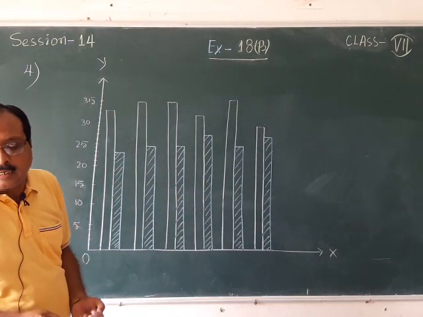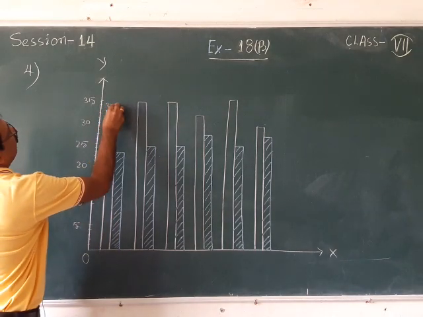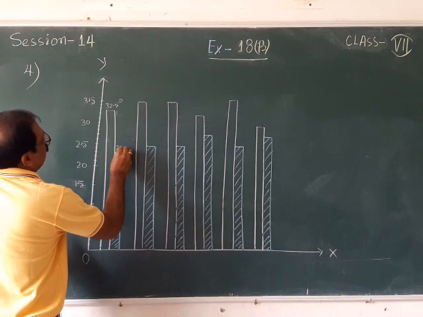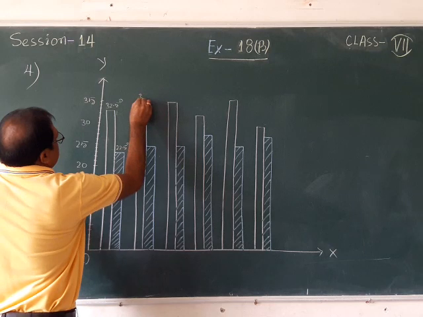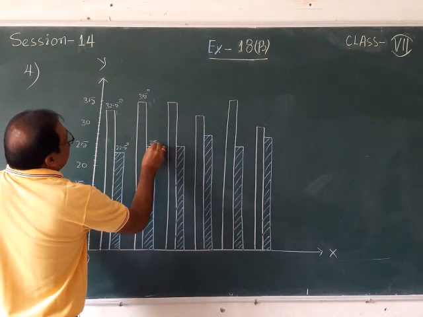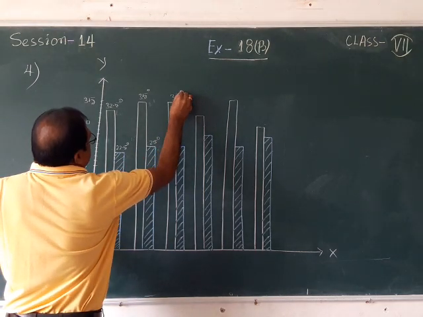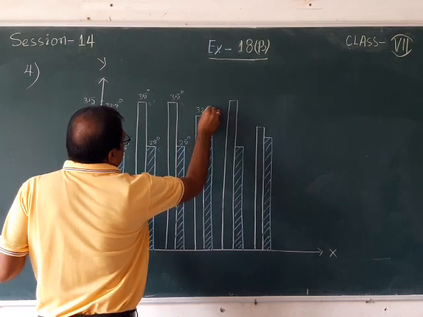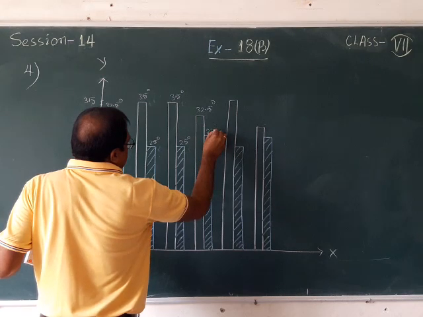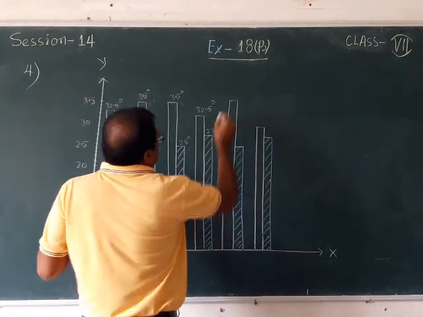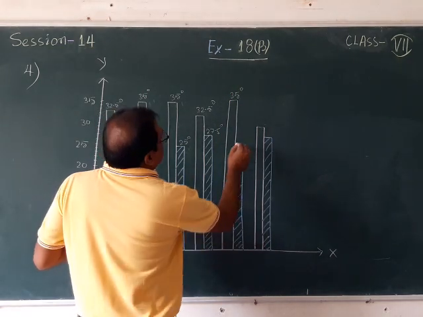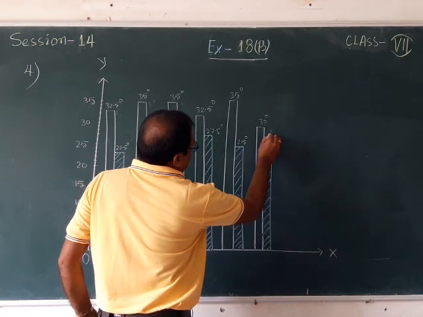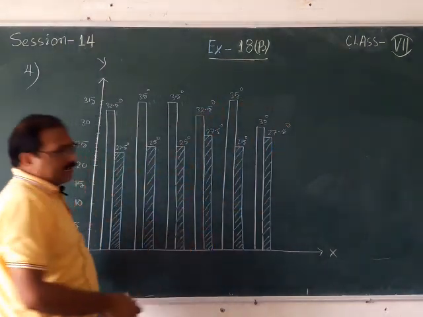Now the temperatures I can write. First is 32.5, here I can write 32.5 degree, and then the minimum I can write 22.5 degree. Then 35 I can write there, 35 degree, and here it is 25 degree. Then 35 once again, 35 degree. Then 25 I can write here, 25 degree. Again 32.5 I can write here, 32.5 degree, and down 27.5 degree. Okay, then 35 degree, again 35 degree, and 25 degree here, and here I can write 30 degree, and down 27.5 degree. Like that I can write the numbers.